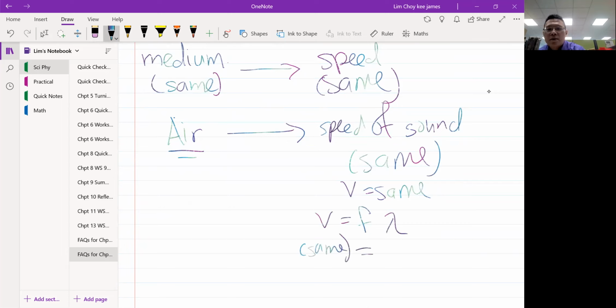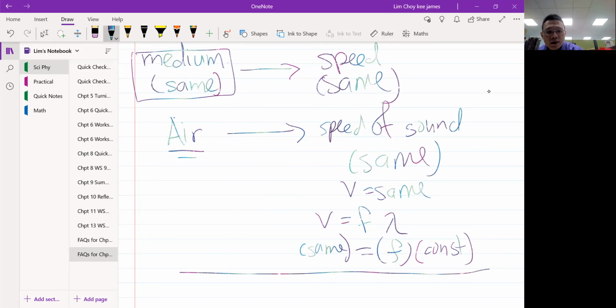you'll find that the possible change I can look at is that the frequency of the sound could change. I could use a high pitch or a low pitch, while I keep the lambda constant. Okay, so this is one of the clues that I look at in the question itself: whether the question explicitly says the medium remains the same, or whether the medium has changed.